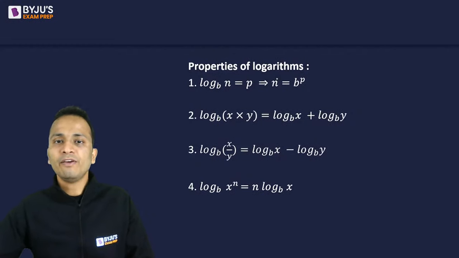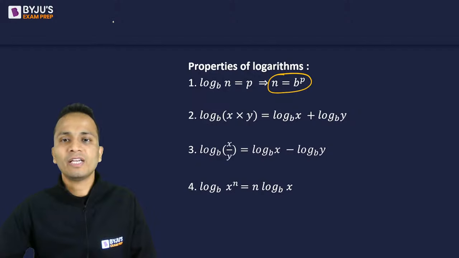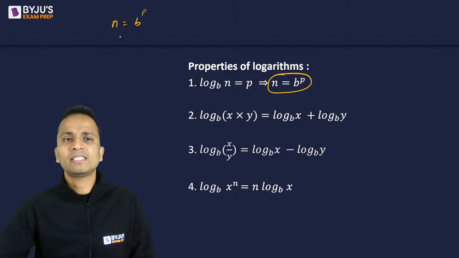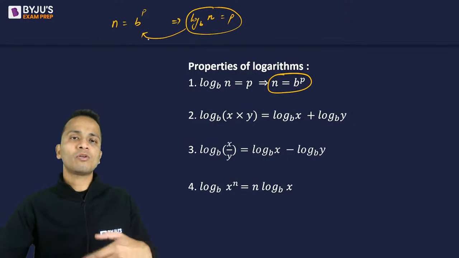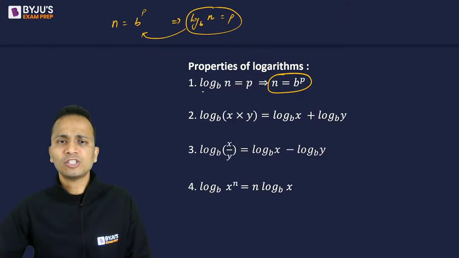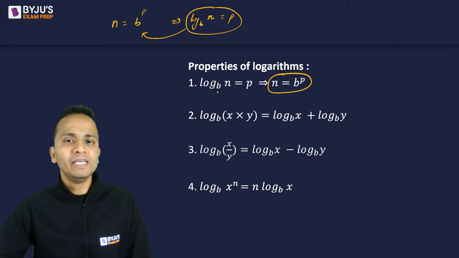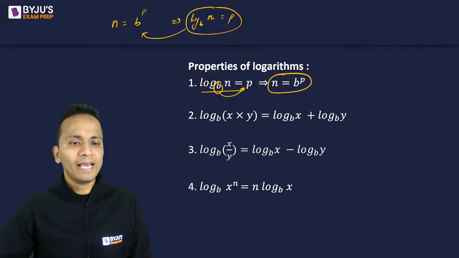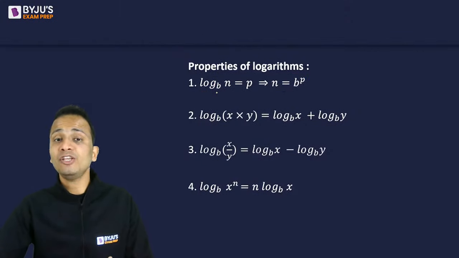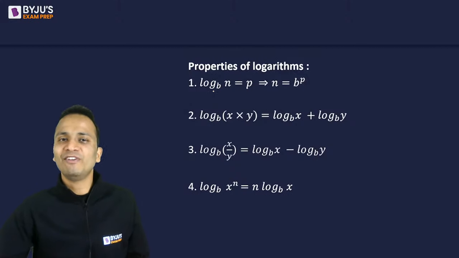Now, first of the properties: if you are given n is equal to b raised to the power p, then you can take logarithm on both sides and you can say that log of n to the base b will be equal to p, or vice versa. So you can start from here and go to this step, or vice versa. All right. So first property: log of n to the base b is equal to p, if it is given, then you can say that b raised to the power p is equal to n. This is the first and very useful property, probably used in almost every question of logarithm.